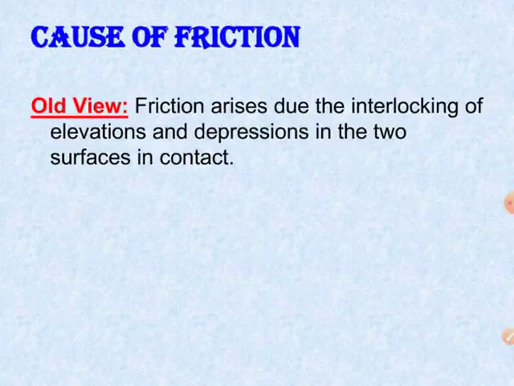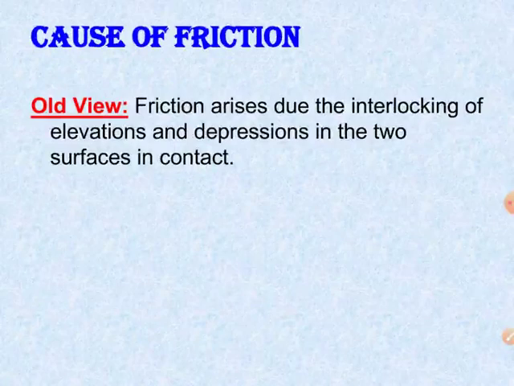Now let's see the causes of friction. There are two views about the causes of friction: the old view and the modern view. In the old view, it was thought that friction is due to the interlocking of elevations and depressions on the two surfaces in contact.